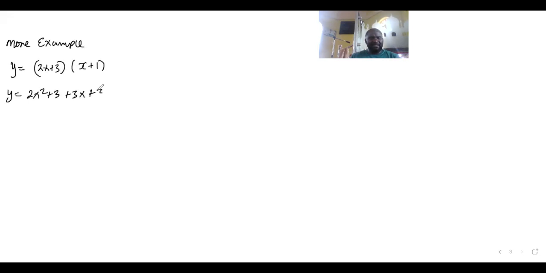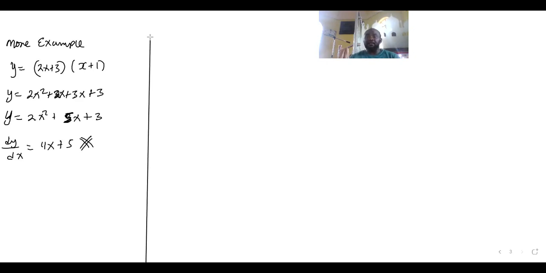plus 3x plus 3. Y is equal to 2x squared plus 3x plus, something is wrong. This is 2x squared plus 5x plus 3. After expanding it up to this level, it is ready for differentiation. Therefore, dy/dx will be 4x plus 5. So there is method 1, you expand the term and get the answer. Now, method 2 is the product rule I talked about earlier.